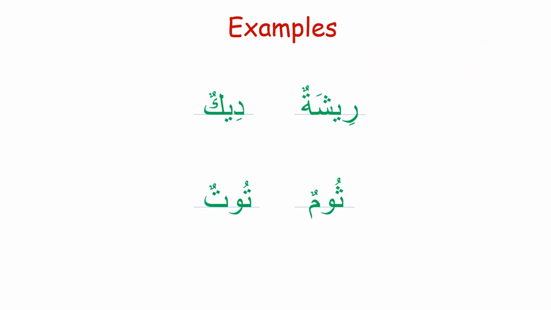Now let's move on to the second and last condition. A quick reminder here, the words used as examples are fully vocalized. Now if you pay close attention to the letters ya and waw in each word, you will notice that there is nothing written on top of them, despite the fact that these words are fully vocalized.